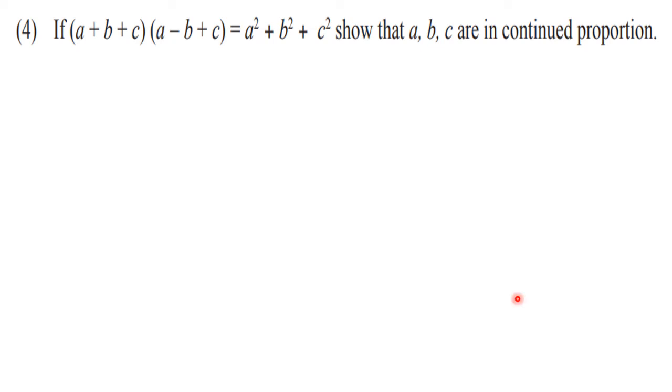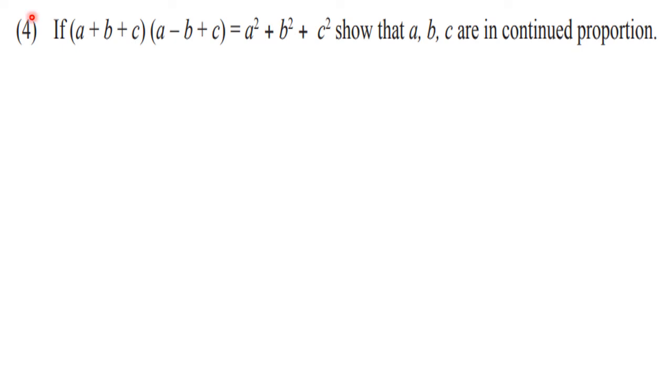Question number 4 here. If (a plus b plus c) in one bracket multiplied by (a minus b plus c) is equal to a square plus b square plus c square, show that a, b, c are in continued proportion.